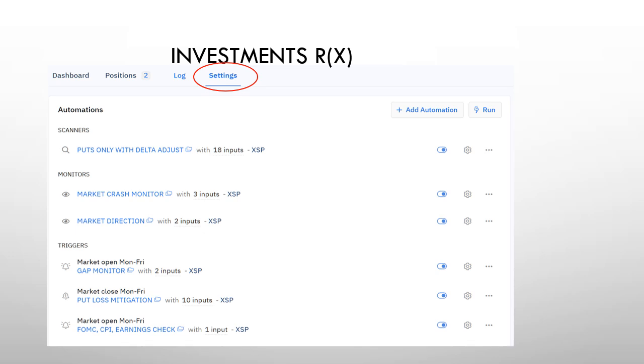Puts only with Delta Adjust runs every 15 minutes during the trading day. Checks the status of the market, and then looks to launch a new trade that expires tomorrow.